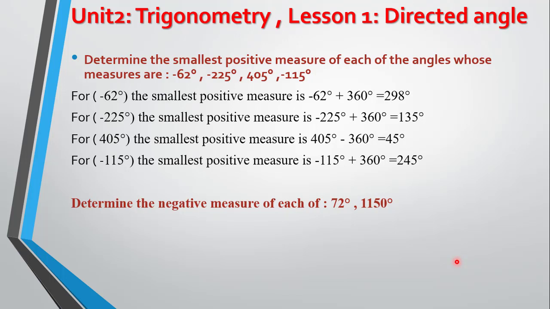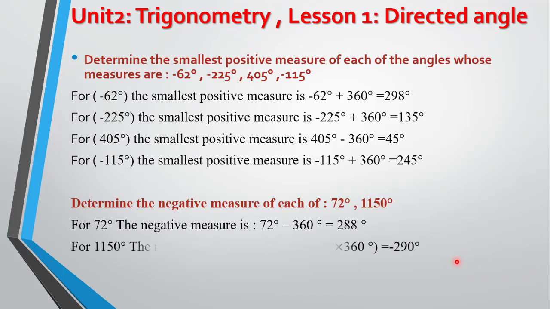Determine the negative measure of each of the following. 72. How can I get the negative measure? As we said before, I'll add negative 360, so I'll get 288. But I want the negative measure, so I should subtract again.